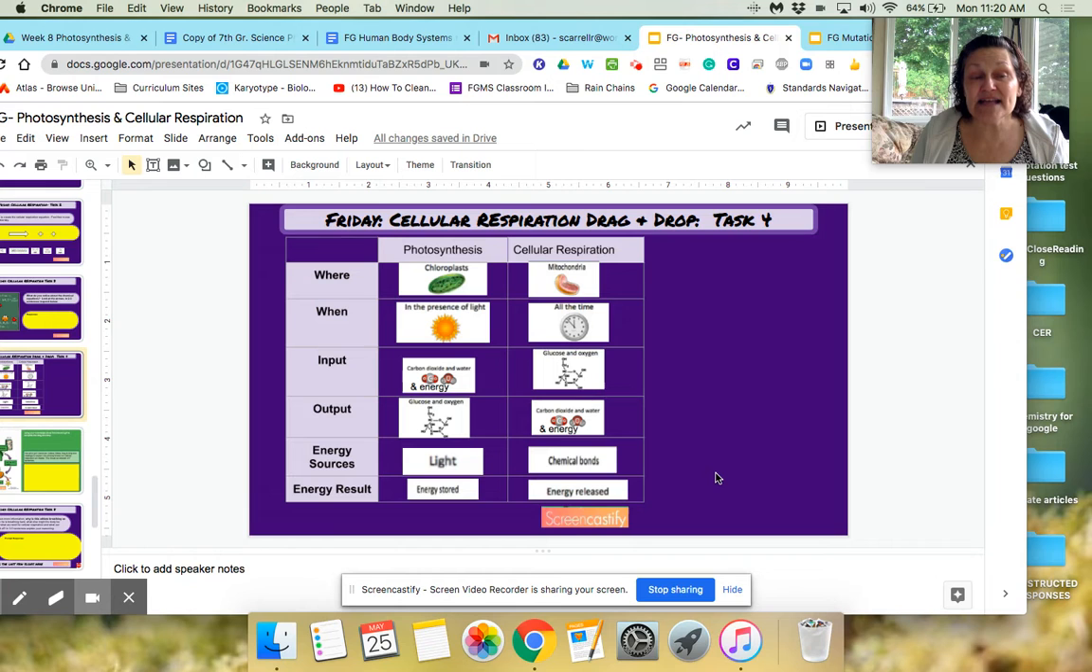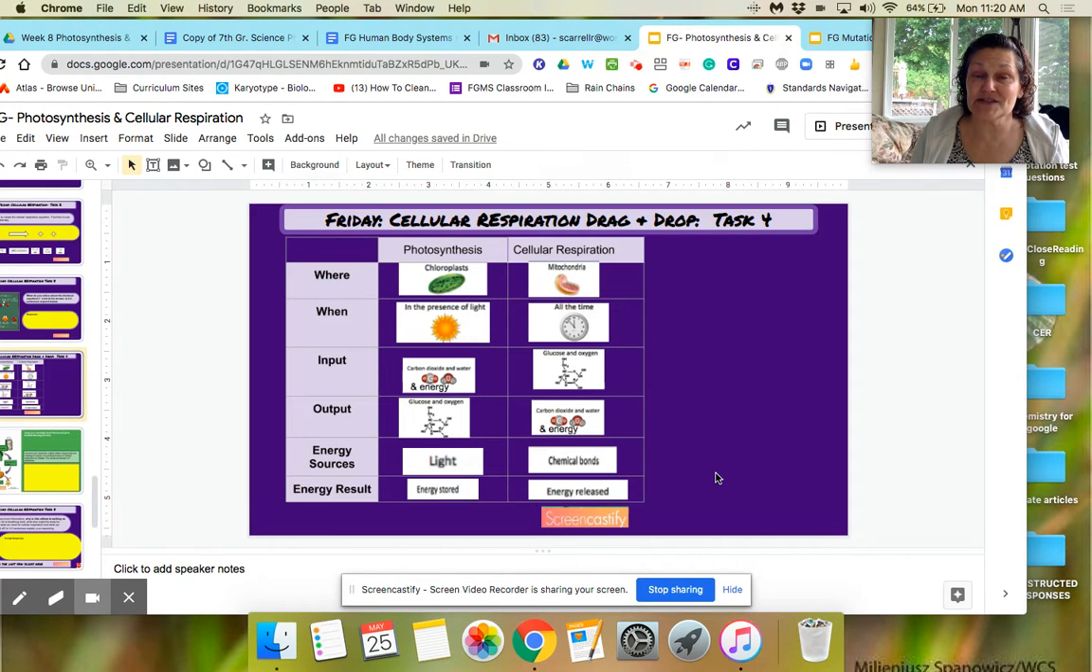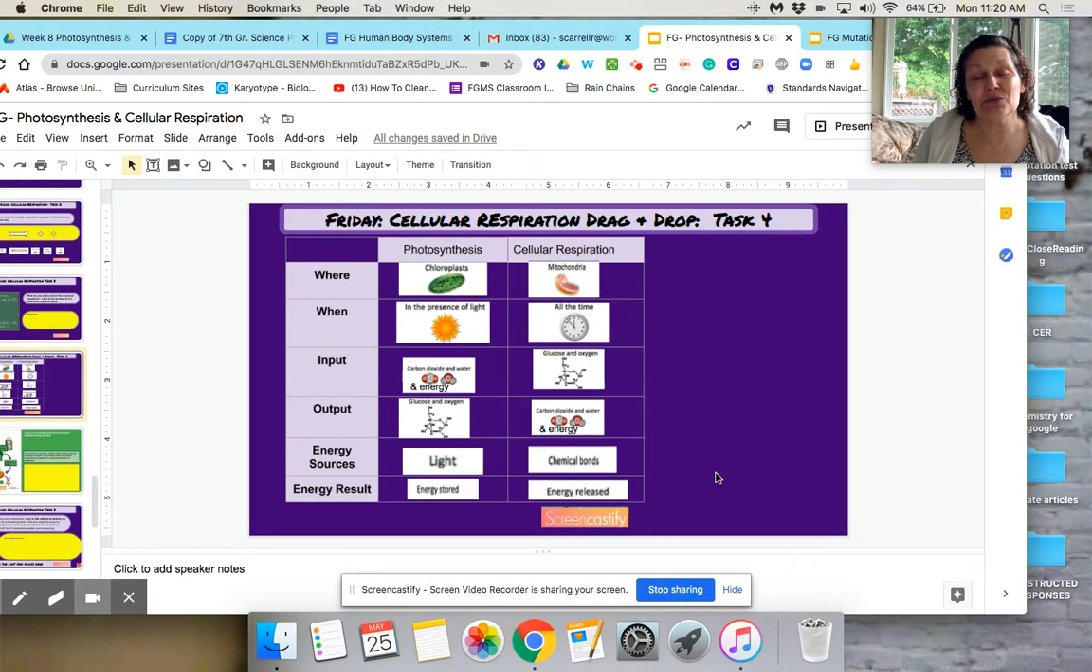Okay. So the next slide is, can you figure out how all of this stuff goes together? Both the photosynthesis and the cellular respiration. This next slide for me tells me, do you know what's going on?